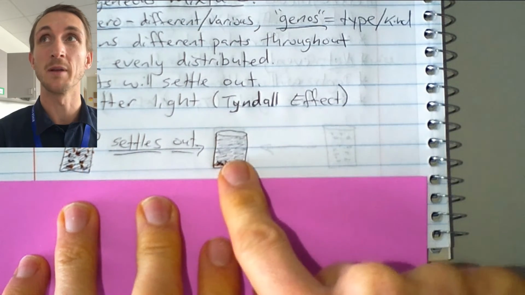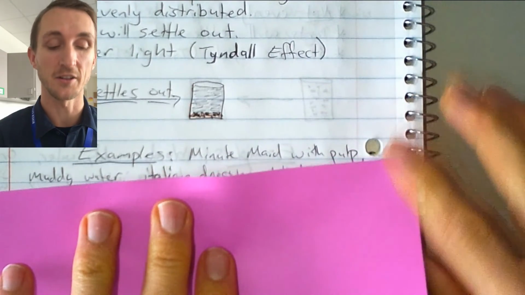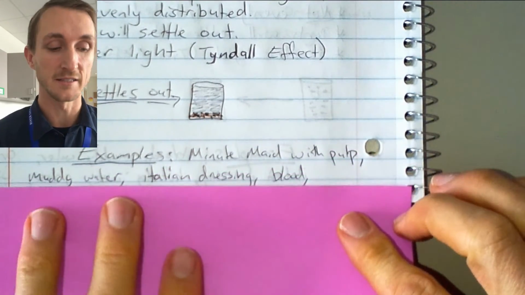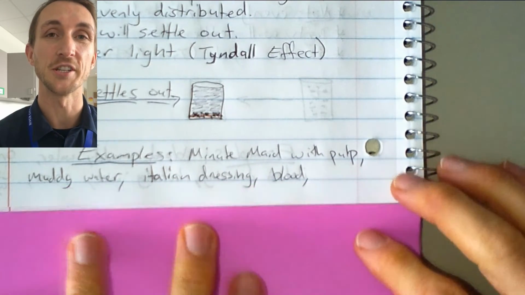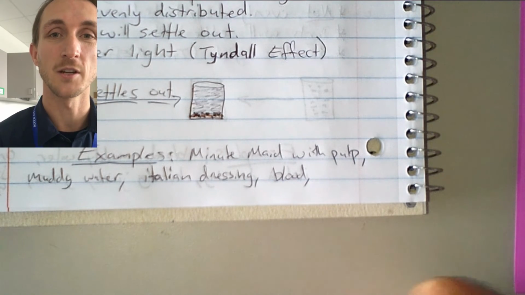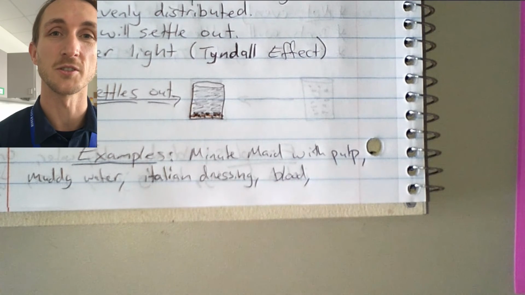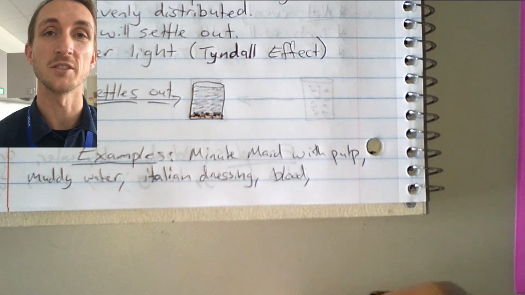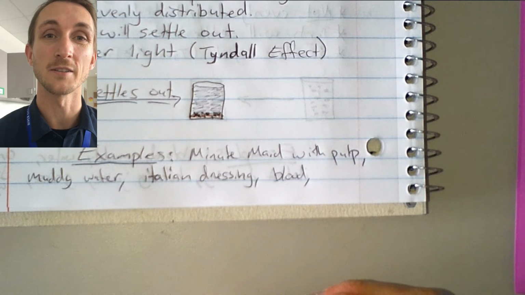Some examples might be Minute Maid with the pulp, muddy water, Italian dressing, blood is an example. What other examples can you think of heterogeneous mixtures? Keep in tune for our next video, which will talk about the different subcategories of mixtures, colloids, suspensions, and solutions. Thank you, I hope this helped, and I'll see you in class.